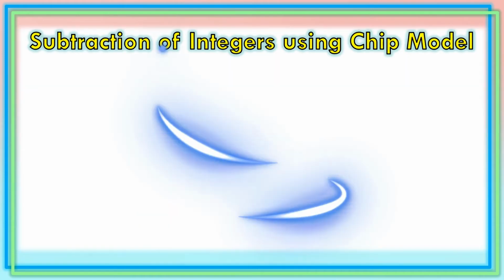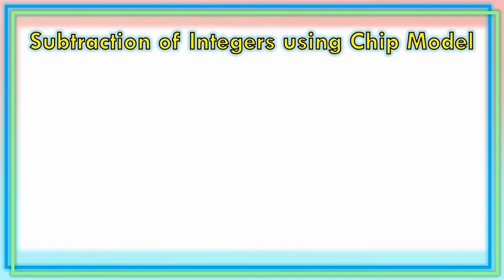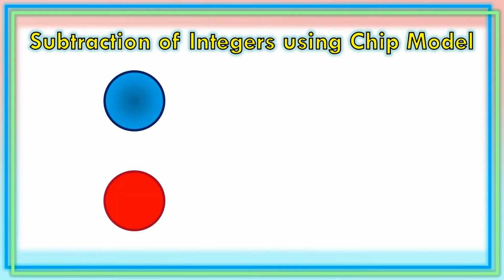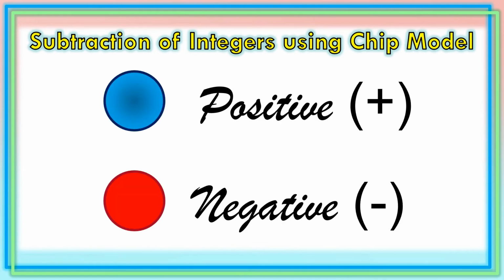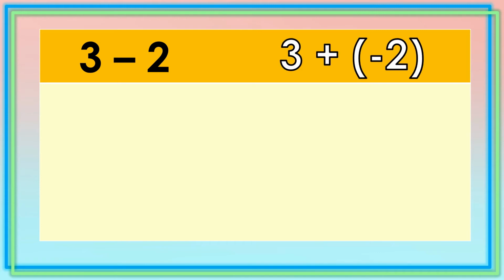Let's now proceed to the subtraction of integers using chip model. Again, we have blue chip for positive and red chips for negative. Our first example is 3 minus 2. In the subtraction of integers, we need to retain the sign of the minuend and change the sign of the subtrahend, then proceed to addition. So, 3 minus 2, magiging siyang 3 plus negative 2.